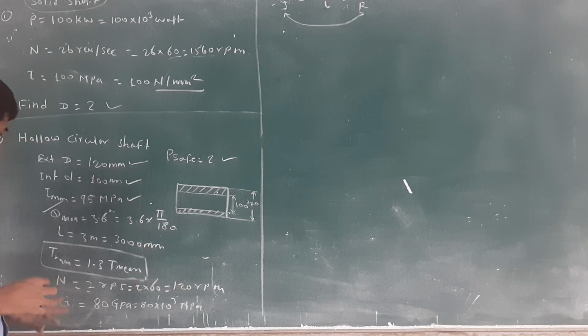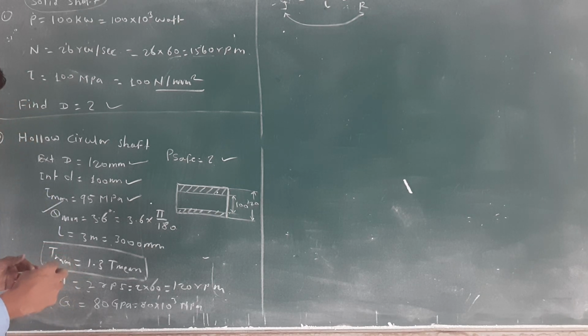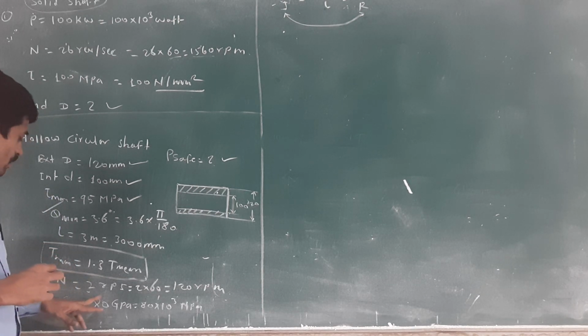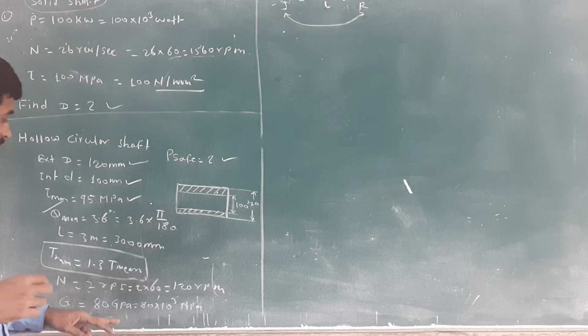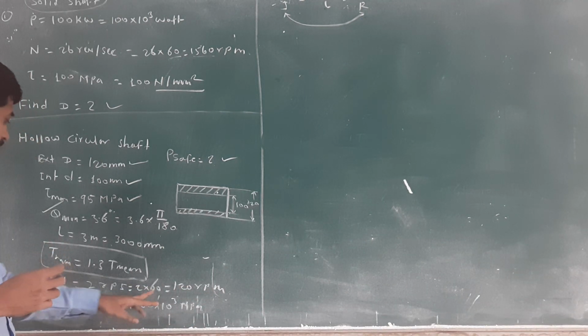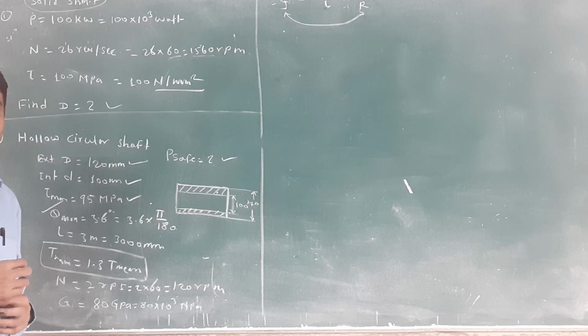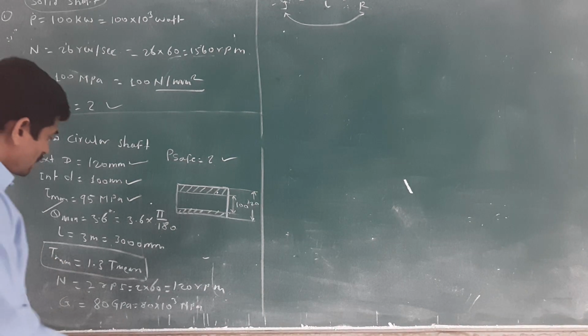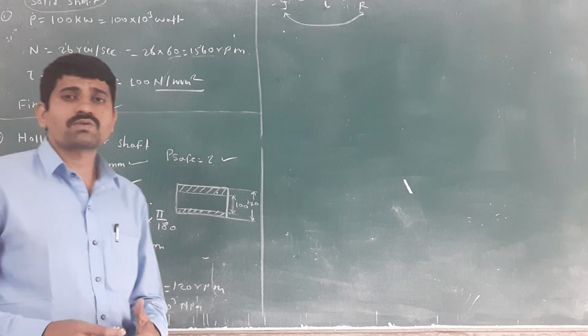Mean torque. This relation is given, and the motor speed of that shaft is given as 2 rps, revolution per second. How to convert again into revolution per minute? 120 revolution per minute, multiply by 60. And modulus of rigidity is given as 80 GPa, 80 into 10 raised to 3, you will get the MPa.